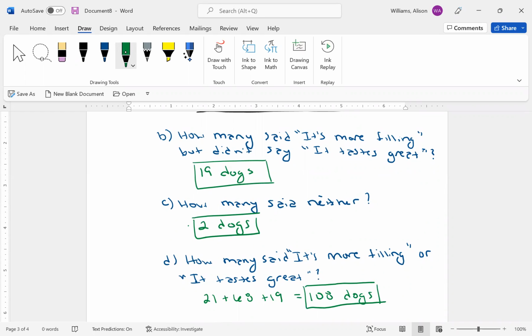So once we have the Venn diagram, it's really easy to answer these questions. Even not knowing all of the specific answers, just the numbers of people, or in this case, dogs, that answer these questions for us. And that's one way we use Venn diagrams.